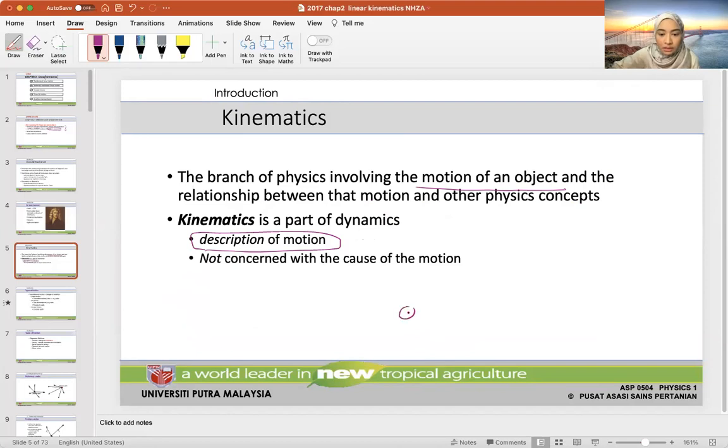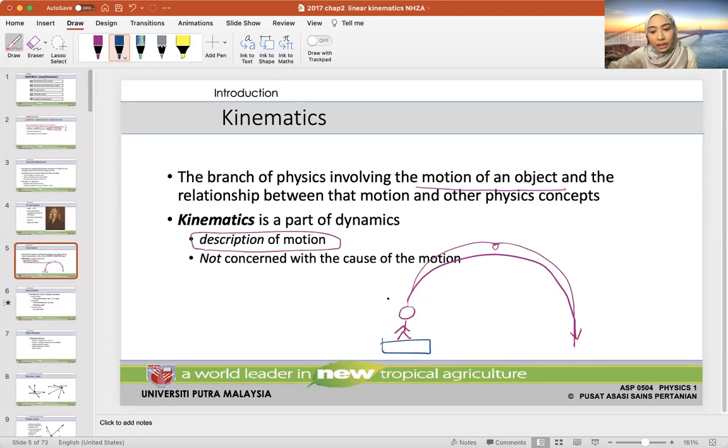Contohnya, kita cakap Haikal lah. This is Haikal. Haikal is flying. Okay, he's flying and then dia jatuh kat sini. Kesian Haikal. So in kinematics, I describe this as Haikal is going up, stops momentarily, and falls down. That is the description, right? And kita tak tahu apa yang berlaku kat sini, siapa yang tolak Haikal, benda apa yang melonjakkan Haikal, kita tak tahu. Sebab kinematik ni dia tak kisah apa yang dibuat pada Haikal, tapi dia nak tahu macam mana motion Haikal ni. It's just concerned about this.